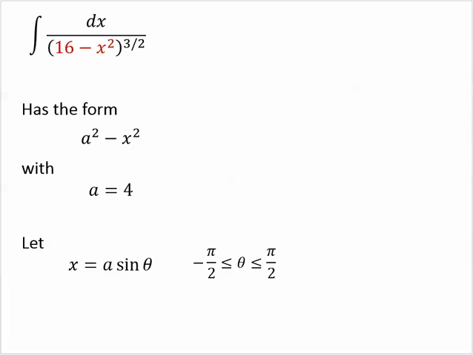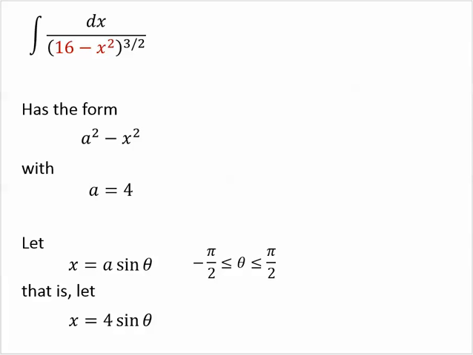Let's look at this problem. It does have the form a squared minus x squared where a equals 4. So we will do the suggested trig substitution of x equals a sine theta, where theta is between negative pi over 2 and pi over 2. And since a equals 4, then we have x equals 4 sine theta.